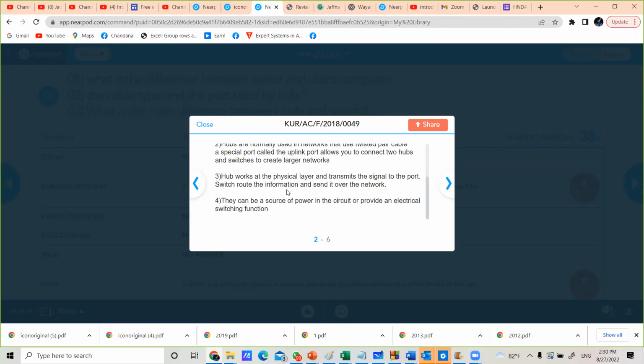A hub does not know the exact place where the data should go, but a switch knows where the data goes. That's the main difference between a hub and a switch.